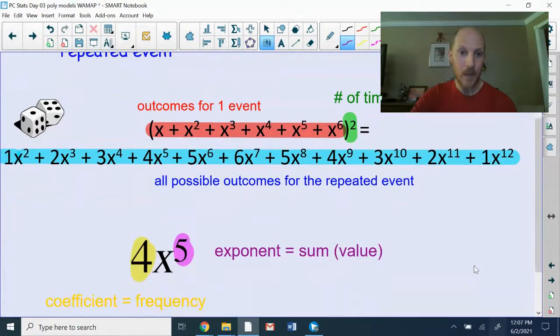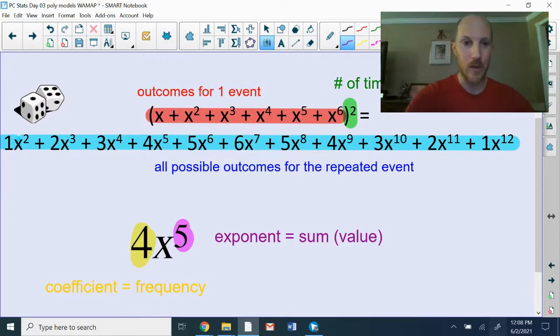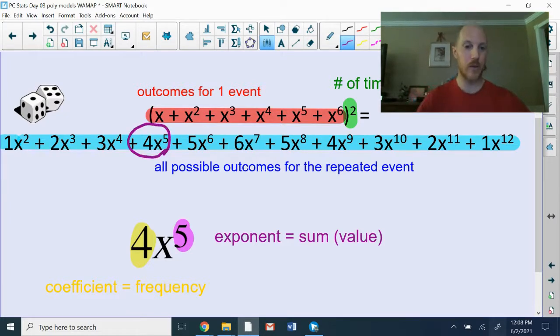So for example, in that table that we saw from the do now, I asked you how many different sums were there, how many different ways to get a sum of 5. Right, and we see that right here in that blue expansion. There's the coefficient, which I've highlighted in yellow below there. That tells us the frequency. There are 4 different ways to get this value. The exponent tells us the sum. There's 4 different ways to get a sum of 5 when you roll your 2 dice.